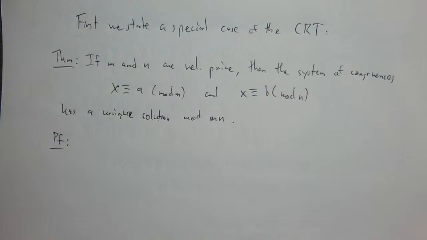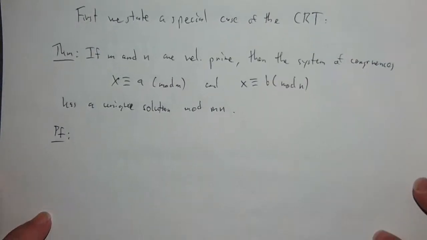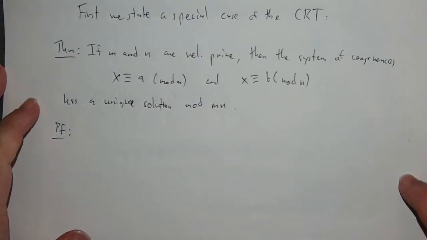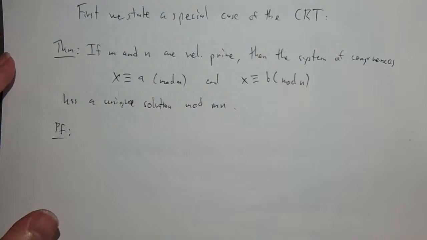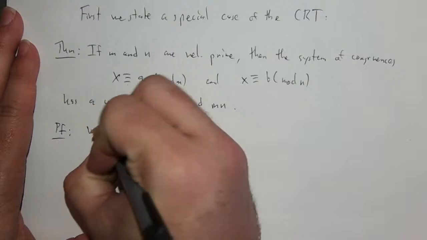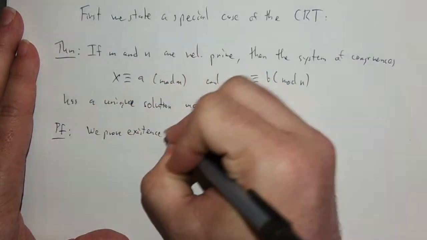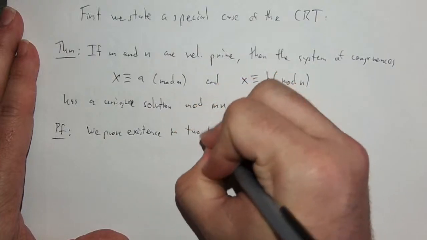So this is an existence and uniqueness proof. We have to show that such a thing exists, and then we have to show that it's unique. The uniqueness bit is very straightforward. I'm still going to write it out, but it's pretty straightforward. So first I'm going to take care of existence. And in order to talk about existence, I'm actually going to go about this in two ways, like I said. So we prove existence in two different ways.